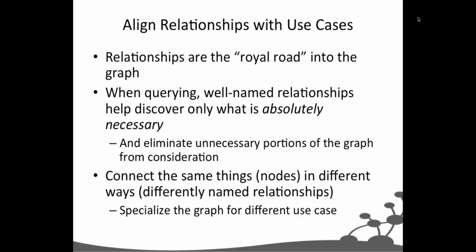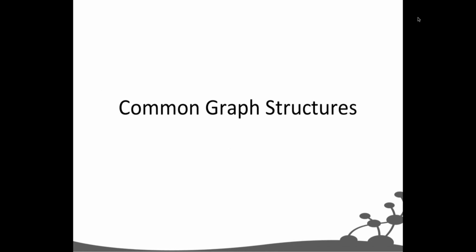The other advantage to being able to align relationships with your use cases is that it effectively allows you to specialize the graph over and over again on behalf of particular queries. So what do I mean by this? Well, I mean that we can connect the same things, our entities, over and over again in lots and lots of different ways to answer different questions. And if we use differently named relationships and we write some good queries that only take advantage of the relationships we're interested in for that particular query, we're effectively able to apply lots of specialization and still get all of the benefits of the graph. Okay.